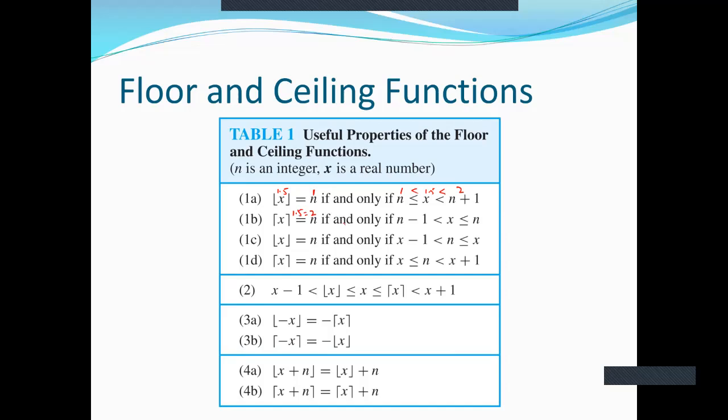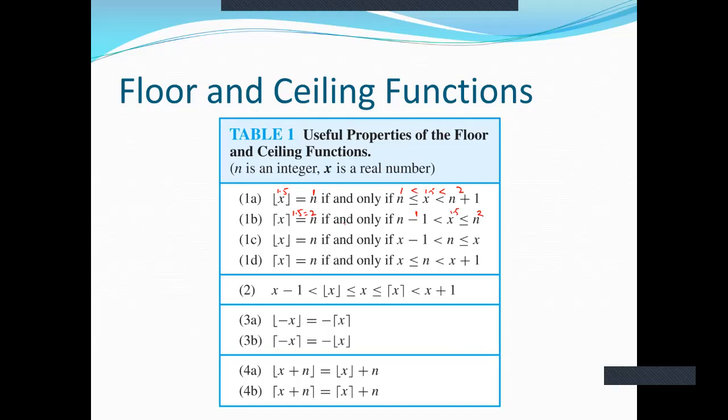That means x is 1.5, it should be greater than n minus 1. n is 2, minus 1 means 1. So definitely 1.5 is greater than 1, that is true, and it should be less than or equal to n. n is 2, so 1.5 is less than 2. That's why this property is: if you take the ceiling of some value x equal to n, then x is greater than n minus 1 and less than or equal to n.